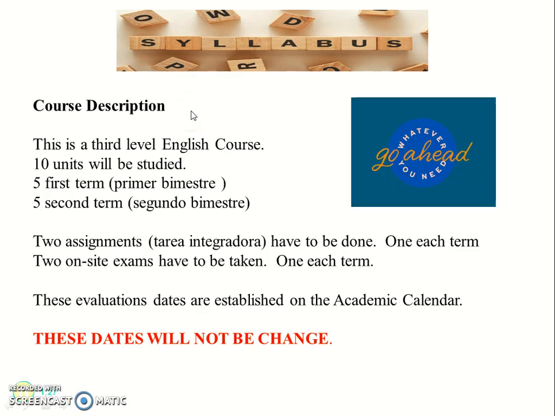This is the description of the course. This is a middle, a third level English course. 10 units will be studied, 5 in the first semester, 5 in the second semester. 2 assignments or tarea integradora have to be done compulsory. This is compulsory here. And 2 on-site exams have to be taken. These evaluation dates are established on your academic calendar, and these dates are not changeable under any circumstances.